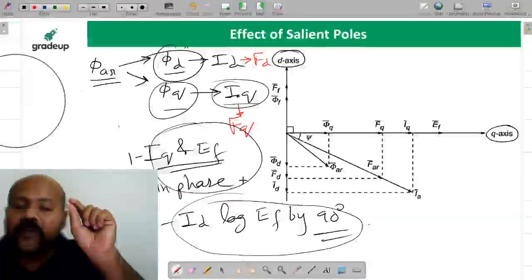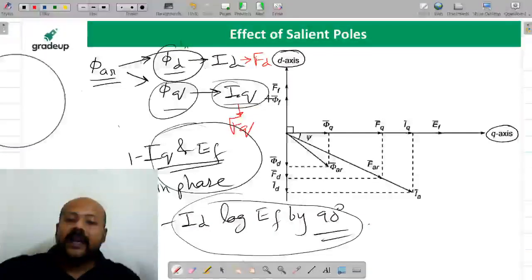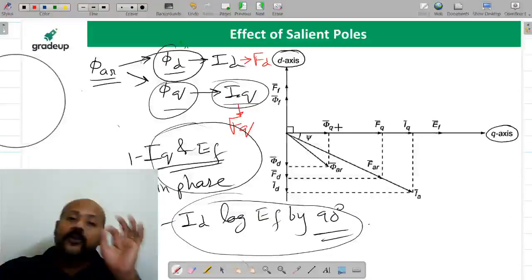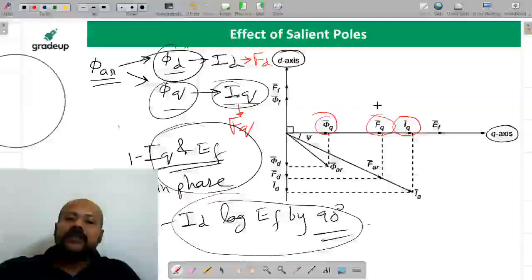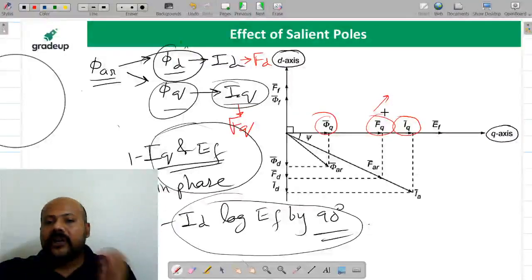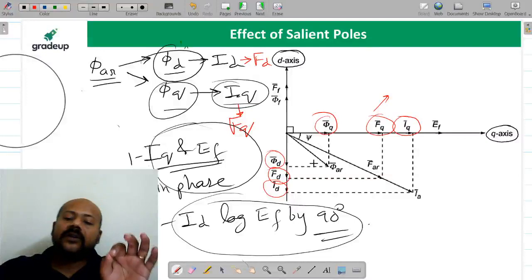Now I am going to tell you a very, very important point. If you understand this, you will never ever make a mistake in the salient pole numericals, synchronous generator or motor numericals. We are saying that phi q is going to be in the direction of IQ, and this MMF is what? Number of turns multiplied by the current. So the quadrature axis component is in the direction of the quadrature axis armature current. Similarly, this phi d is in the direction of ID and ID is in the direction of FD.